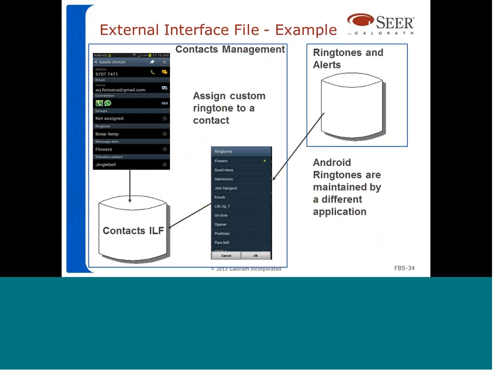So here's another example. You know how you can assign ringtones and alerts to different contacts. So inside the contacts management application, we have the contacts ILF that holds all the contacts information, but this contacts management application could also reference the ringtones and alerts database, where you have all the different ringtones installed in your phone. So the ringtones and alerts database is an external interface file to the contacts management. Again, it resides externally to the application and is maintained by a different application.